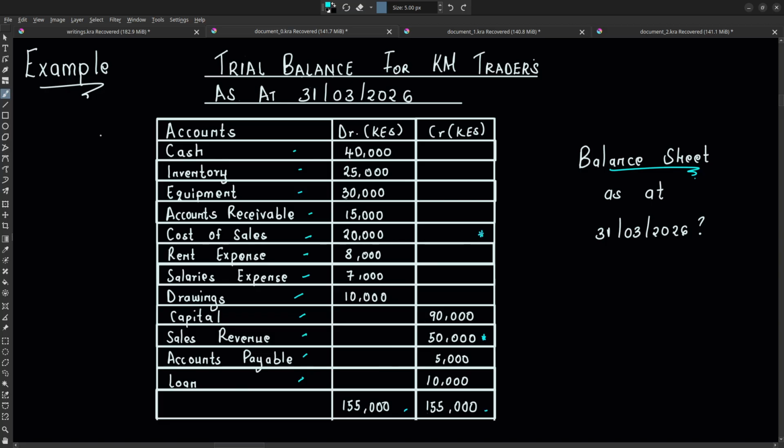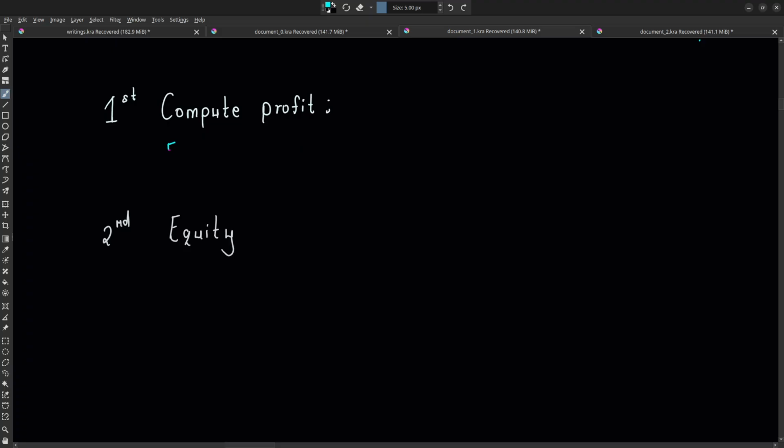So we need first to calculate the gross profit, which is going to be 50,000 minus 20,000. 20,000 is the cost of sales, so we are going to have 30,000. This is the gross profit, because it is the sales revenue minus the cost of sales.